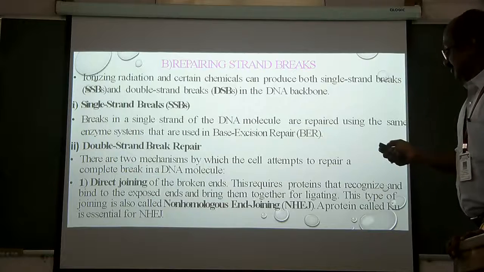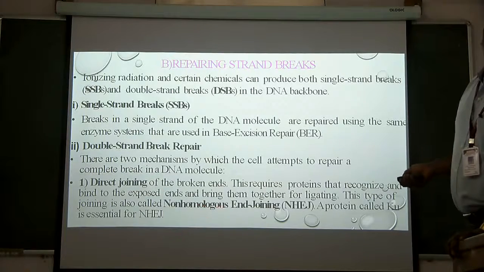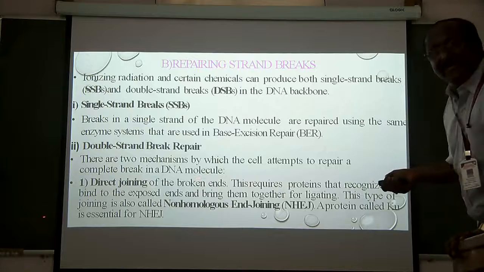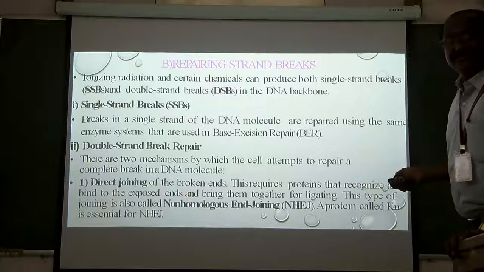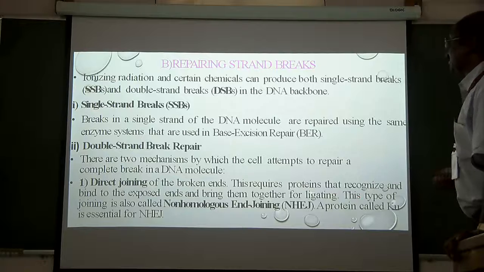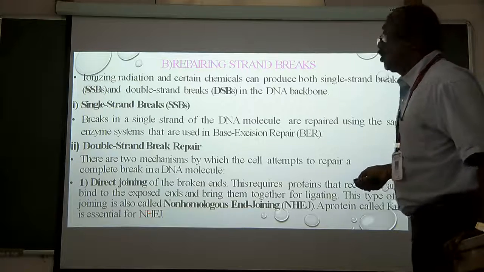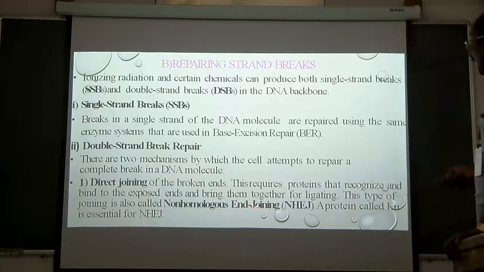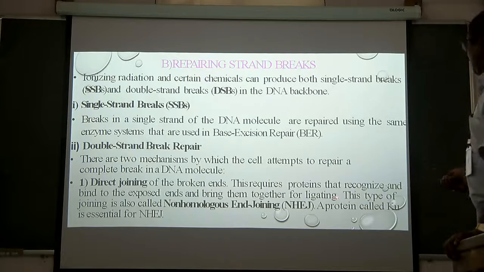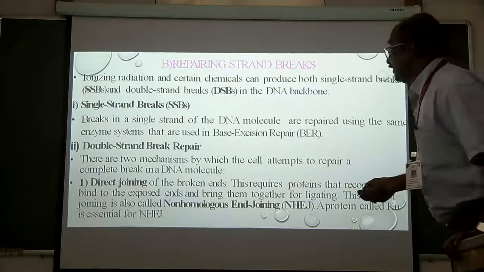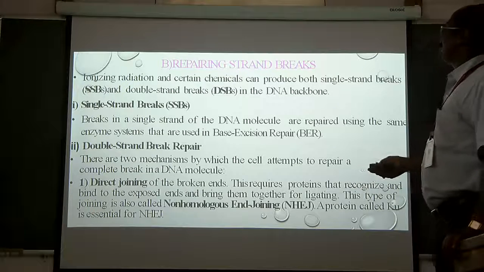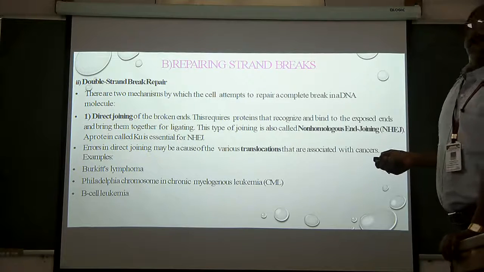The very first is the direct joining of the broken ends. This requires a protein that recognizes and binds to the exposed ends and brings them together for ligating. This type of joining is also called non-homologous end joining, NHEJ. A protein called Ku is essential for non-homologous end joining, the double strand repair mechanism.